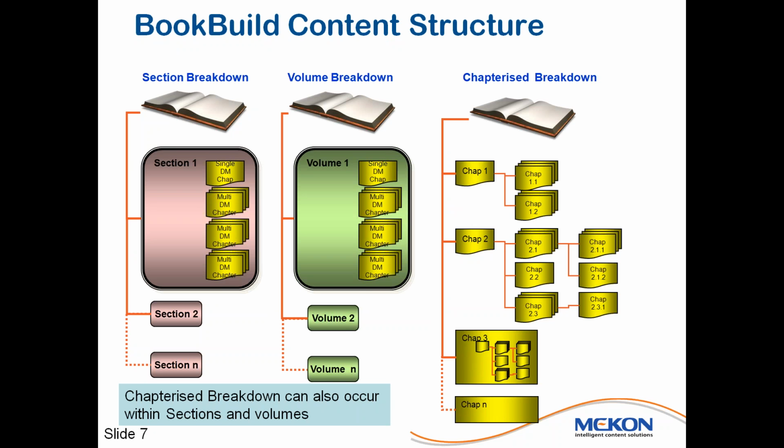So what does book build give us? Well, you can see on the left-hand side there, we've got the section breakdown. So you can have as many sections as you like, and inside each section you can have chapters or multi-data module chapters or nested chapters. The thing about the numbering scheme, at the moment you see it says section 1, section 2, and then section N. If you want to miss out a section, perhaps your particular specification says you want section 3 and you're not going to use section 2, then you can miss out section 2 and say you want the next section to be section 3, so that takes care of it.